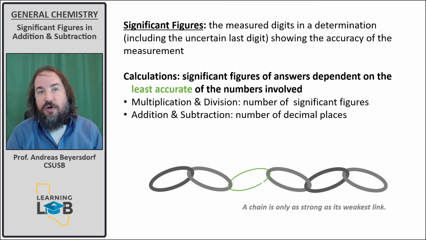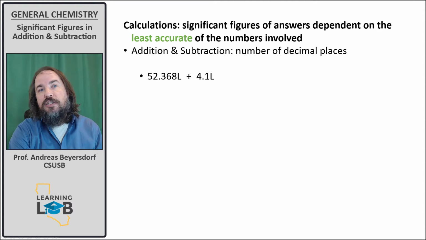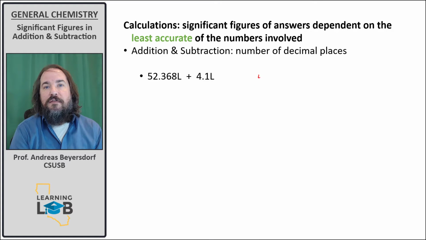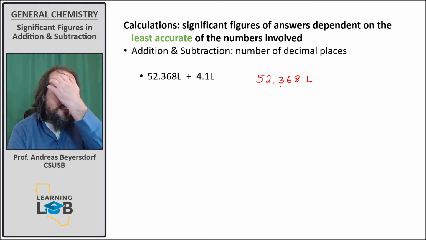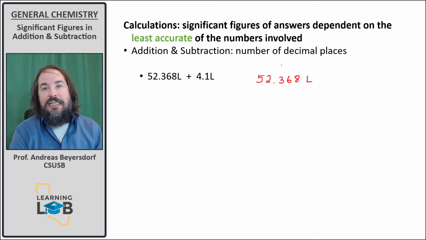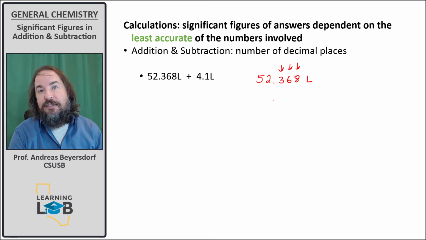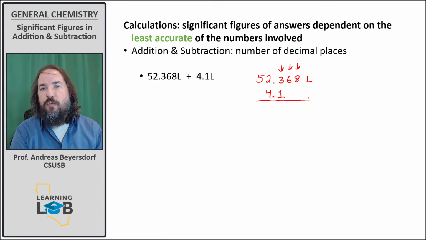Let's look at addition and subtraction. In addition and subtraction, we're going to look at the number in the calculation that has the least number of decimal places. So let's say we have this: 52.368 liters. Notice that this has a digit in the tenths, hundredths, and thousandths place. And we're going to add to that 4.1. 4.1 liters doesn't have any digits in the hundredths or thousandths place.